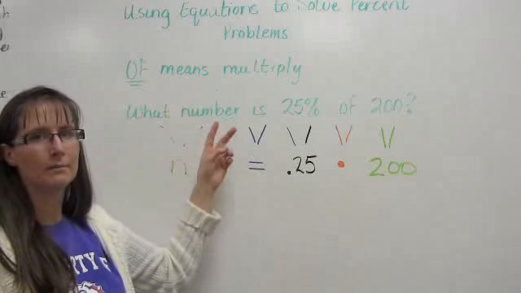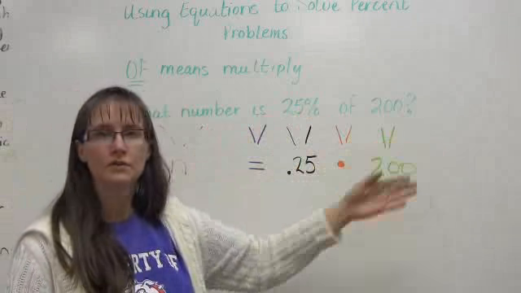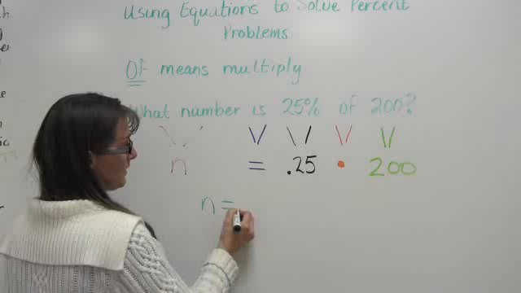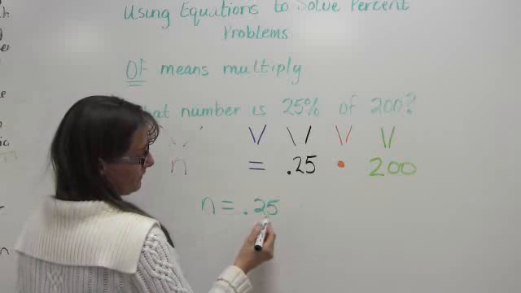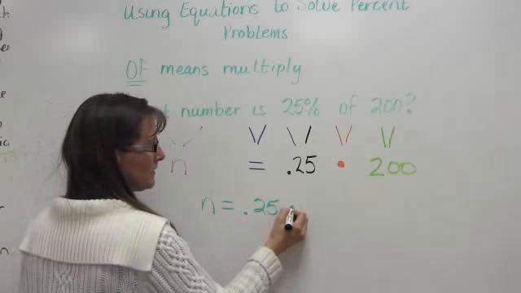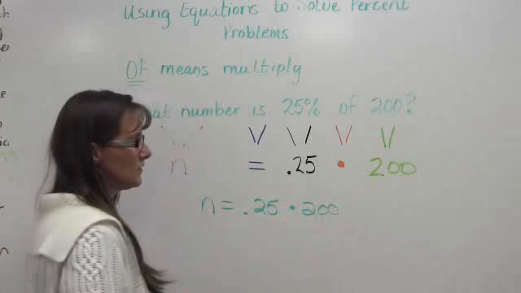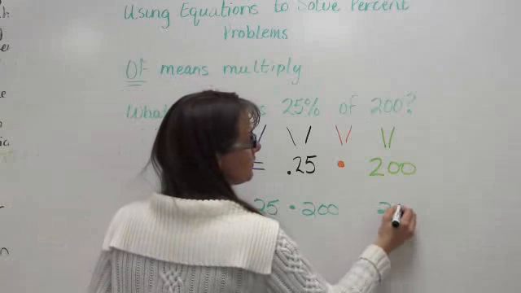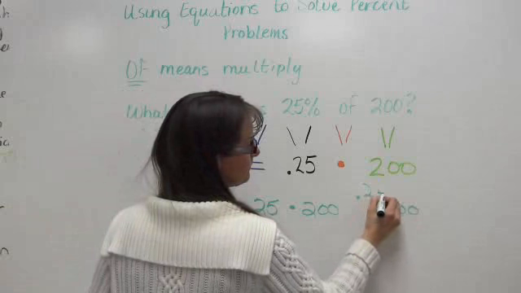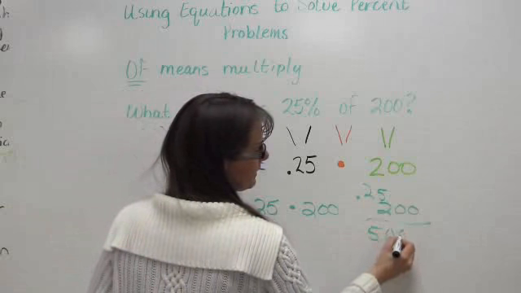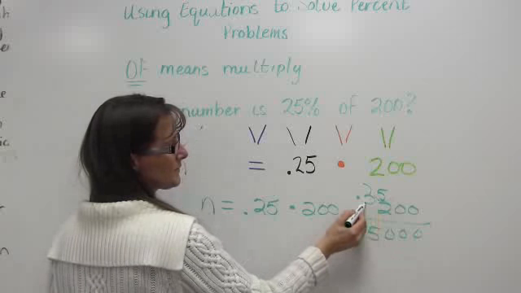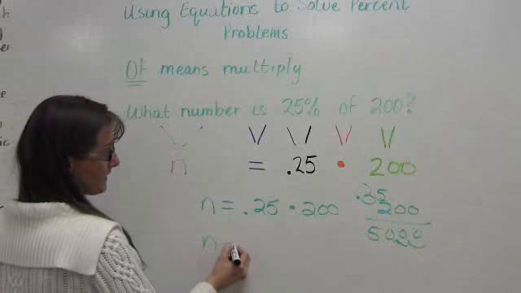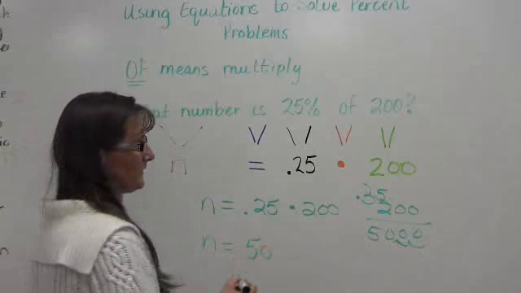The question is what number is 25% of 200? Well, looking at what I've set up here, I've got N equals 25%, or 0.25, times 200. So that means I just simply need to multiply 200 times 0.25, which is going to give me 5,000. We need to move the decimal point twice. I discovered that N in this case is going to be equal to 50.